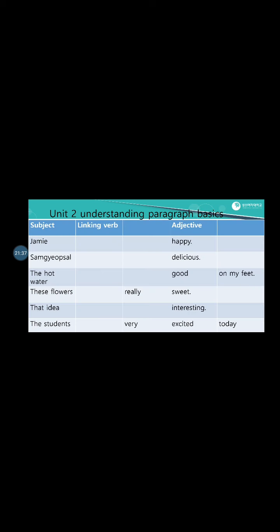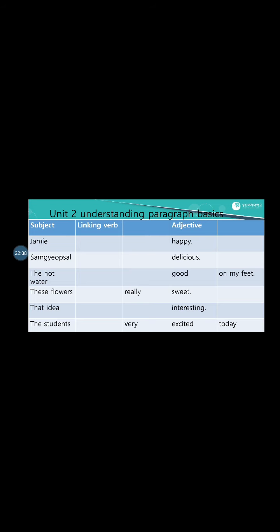Okay, so I've got you the subject, and the linking verb column is all empty. So we've got Jamie, happy. Samgyeopsal, delicious. The hot water, good on my feet. These flowers, really sweet. That idea, interesting. The students, very excited today.